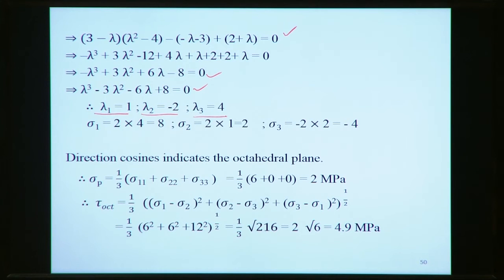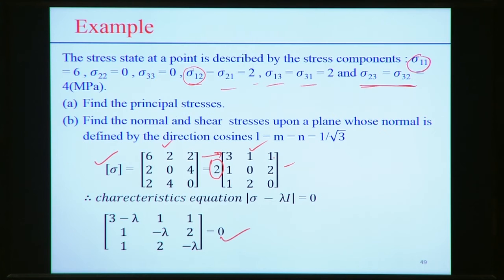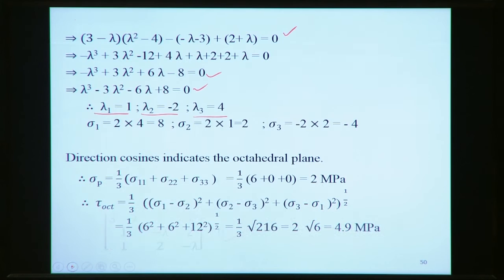These are the three roots of this equation, but these roots are of the stress tensor excluding the multiplying factor 2. So when we find the principal stresses, 4 is one root, but we multiply by the factor 2, and similarly for sigma 2 and sigma 3, then we find the actual principal stresses. So the maximum value of the principal stress is 8, the minimum is -4 and the middle one is 2.